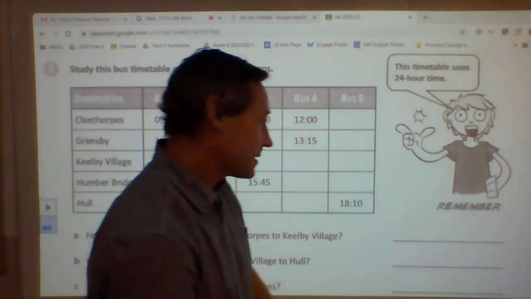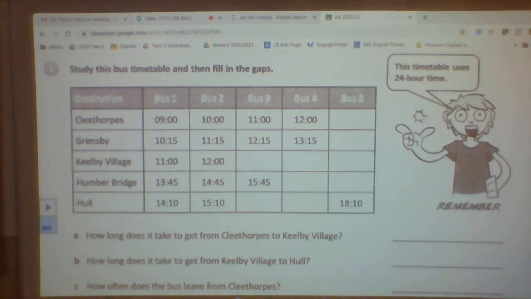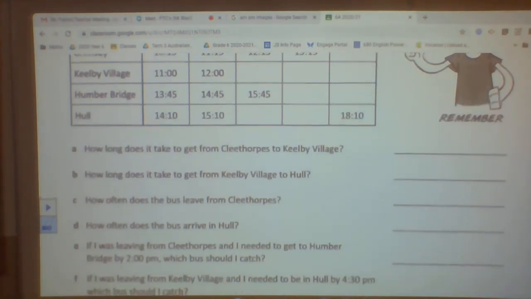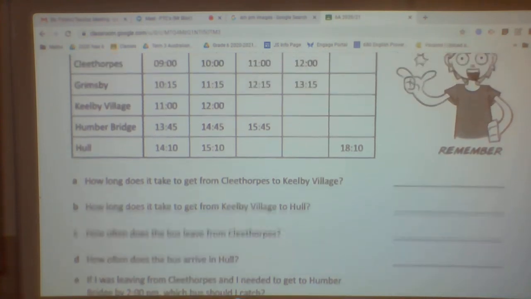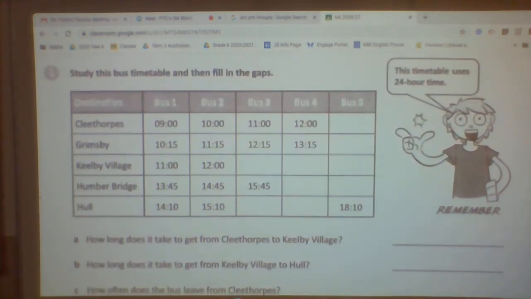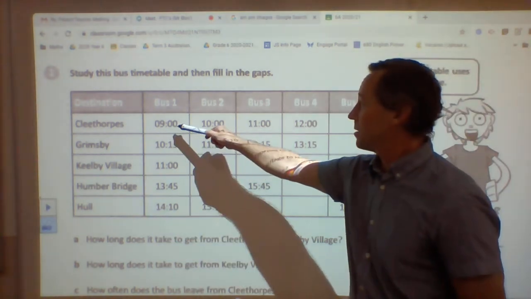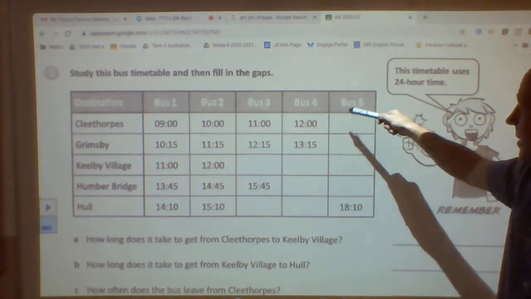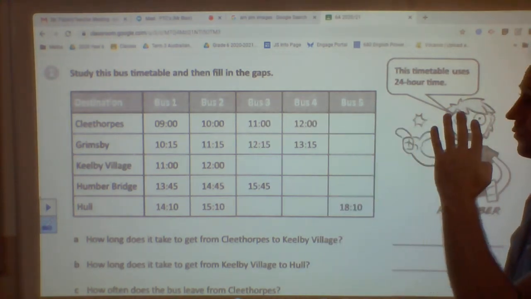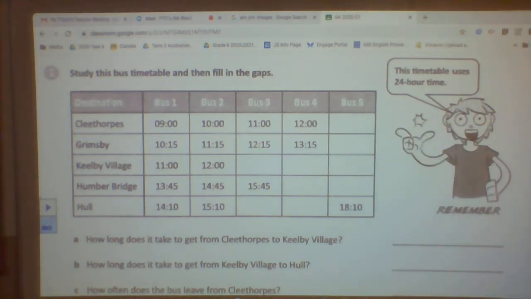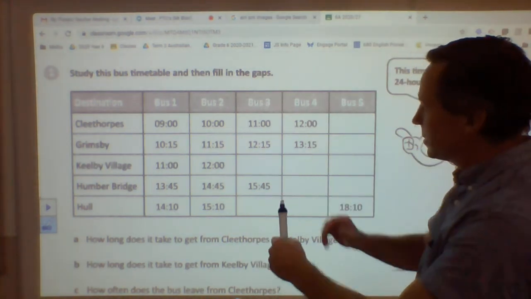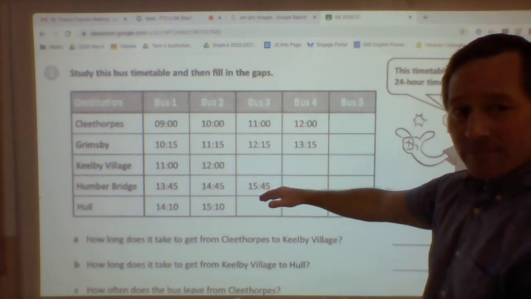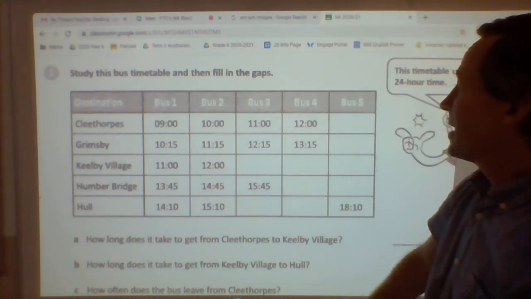Next question, I'm just going to question C. How often does the bus leave from Cleethorpes? I think we covered that. Leaves here at 9 o'clock, 10 o'clock, 11 o'clock, 12 o'clock. There's no bus 5, so it must mean 4 times, isn't it? 4 times it leaves. So you have to use this timetable to work out how long it takes to get to somewhere, which bus you might need to catch.